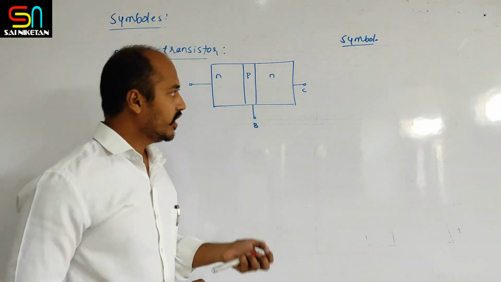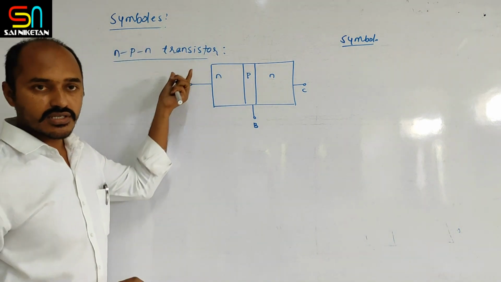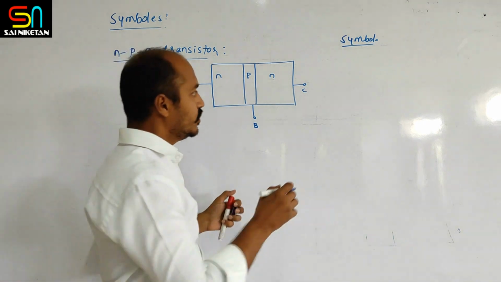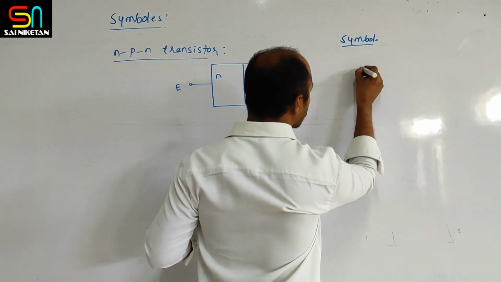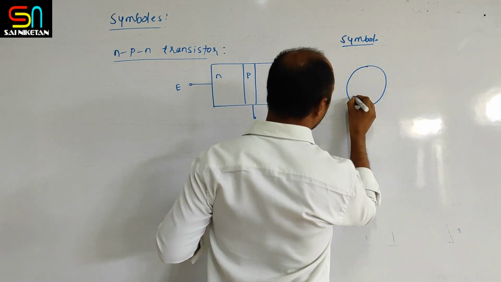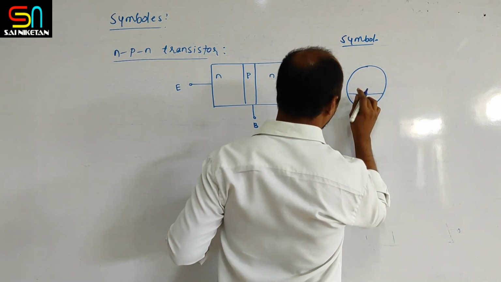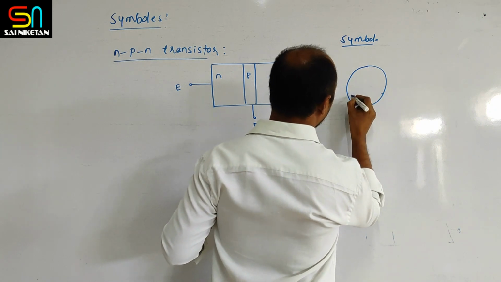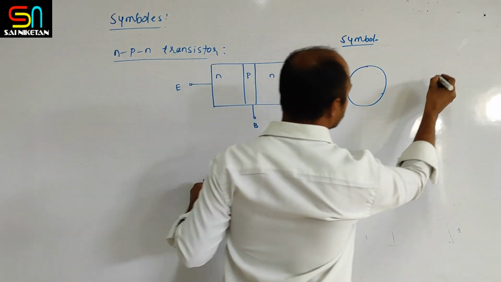See, the symbol may be for an NPN transistor or a PNP transistor. You draw a circle first, and draw a horizontal line. Or you can draw a symbol like this also.